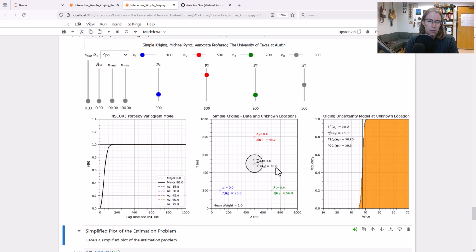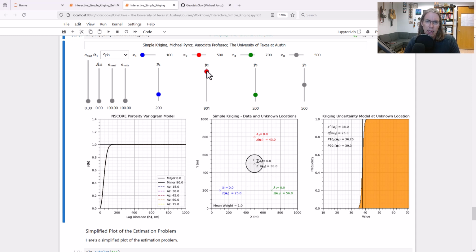Now, right now, if you look really carefully, it's 38 for an estimate at this point for porosity, so 38% porosity. And the mean was provided underneath the hood as 38 overall. And so now the weight on the mean is 1, the weight on all of the data are zeros. And so we're just estimating with the mean. Okay, so let's just try a couple of things out. I think this will be kind of fun to play with.